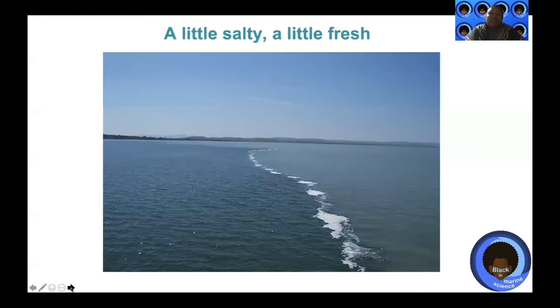So, estuaries are what we call brackish ecosystems. So, they're a little bit salty and a little bit fresh. They're where you can say the ocean meets the river or a lake. They have an input of that salt water from the ocean and then fresh water from, like I said, rivers and streams.